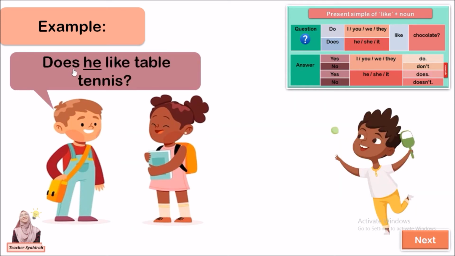Okay, does he like table tennis? Similar to just now. For this one, just now for they we use do, and right now he. For he, we use does. Does he like table tennis? Yes, he does. Ya, dia suka. Okay. He does. Next one.